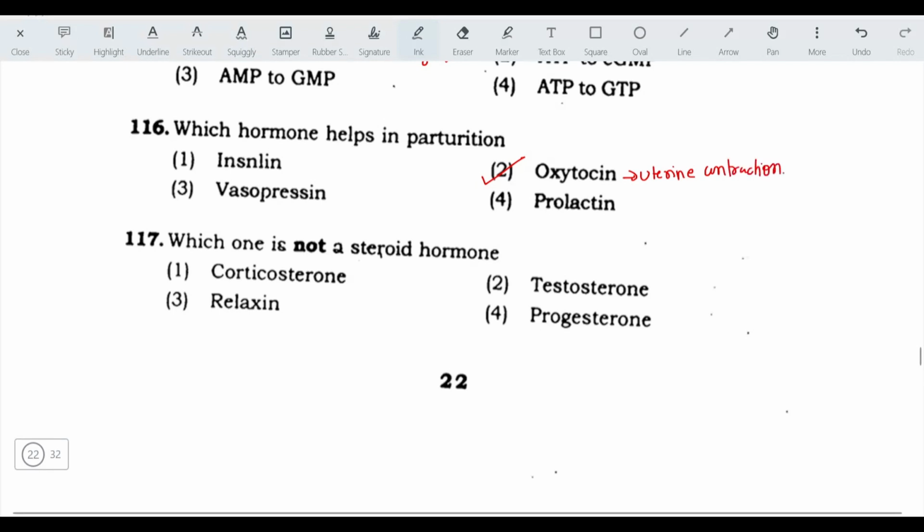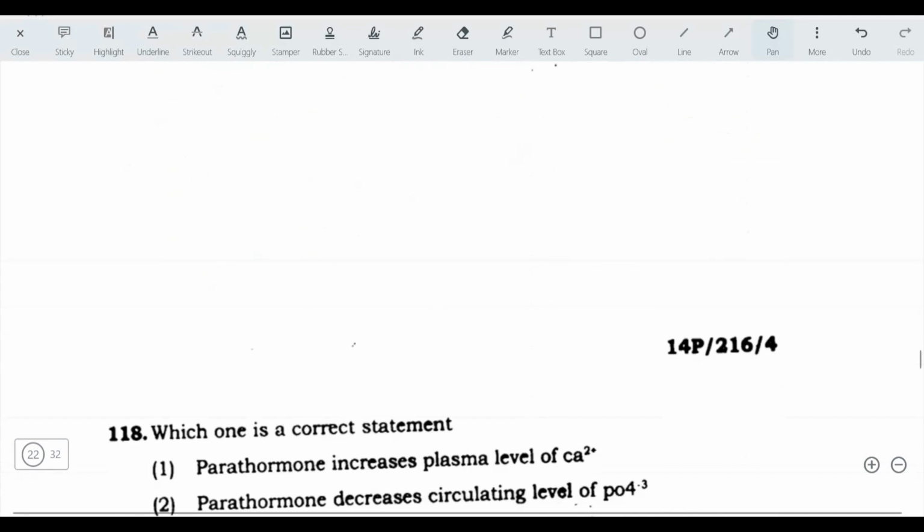Next question, which one is not a steroid hormone? The answer here is relaxin. It is a peptide hormone, while all these others are steroid hormones derived from cholesterol.